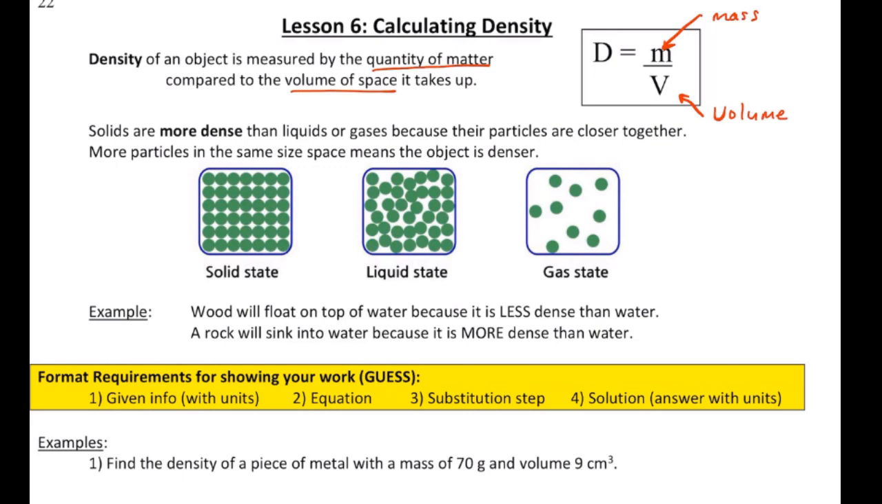So solids, liquids, and gases are the most dramatic way that we can demonstrate density. But even within all the solids, you can still have different amounts of density. In between liquids, you can have different amounts of density, okay? It just depends on how tightly packed the particles are. And how dense something is, is one of those physical properties that we talked about earlier.